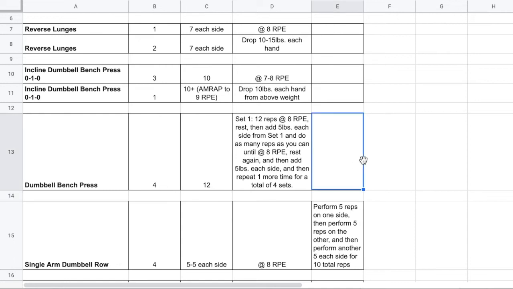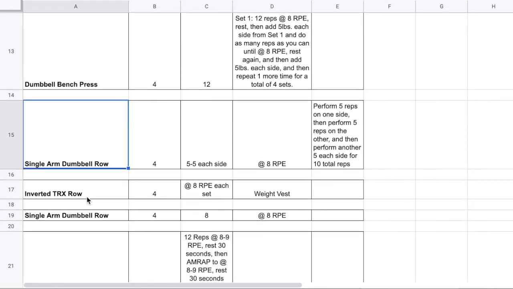So here's just another example, single arm dumbbell row. 10 total reps each side, but what they're going to do is 5 on one side, 5 on the other, 5 on one side, 5 on the other. It's kind of like if you're doing alternating dumbbell curls, you can use more weight than if you curl both at the same time because each arm's getting a break. So you start with one arm, do 5 reps, then immediately do 5 reps with the other, then 5 reps and then 5 reps. So you can use more weight for the 10 total reps than if you just did 10 straight.